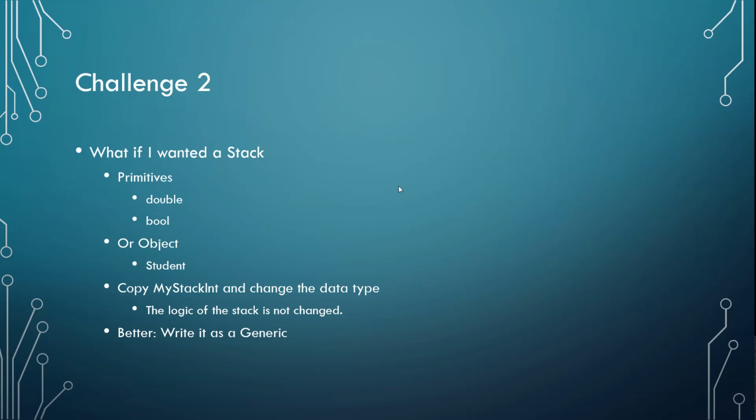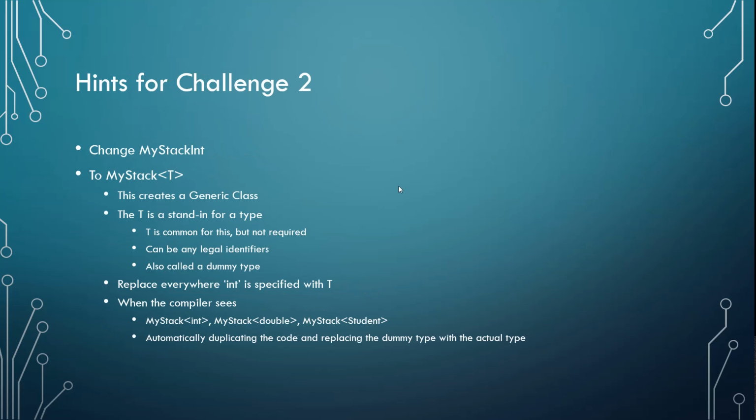The logic of the stack is not changed, just that everywhere that the int is specified, we would change the data type. That's doable, but probably not desirable. It's error prone and it's a lot of work in some cases, especially if you have complex internal logic. It's better if we write it as a generic. So we've used generics, List primarily, and you've seen the List, angle bracket, and you put the type there that you're going to replace. But they're fairly easy to write as well, generics. So for challenge 2, we're going to write stack as a generic.